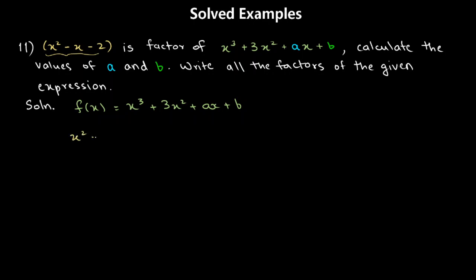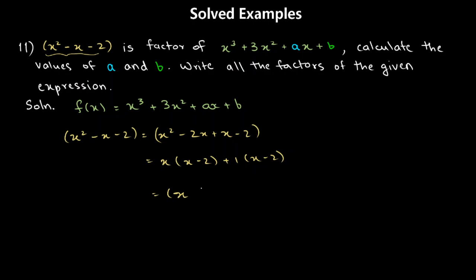So if I split the middle term of x squared minus x minus 2, this becomes x squared minus 2x plus x minus 2. What I'm doing is factorizing this given quadratic polynomial. Between the first two terms you can see there's x common, so x times x minus 2, and between the third and fourth there's plus 1 common, times x minus 2. So the factors here turn out to be x minus 2 and x plus 1, right? Therefore x squared minus x minus 2 is equal to x minus 2 times x plus 1.